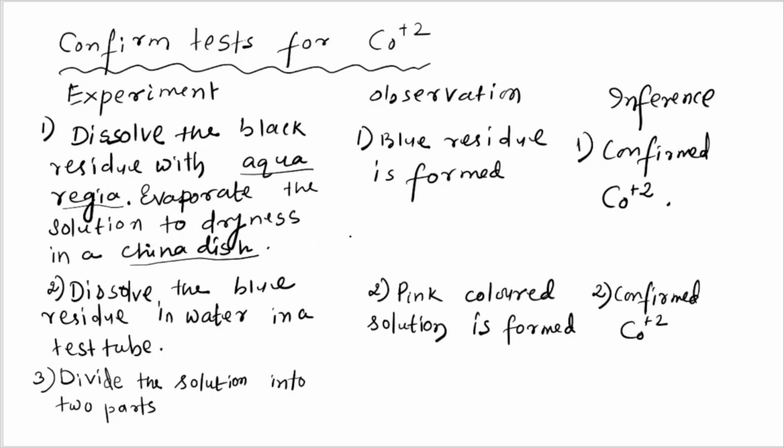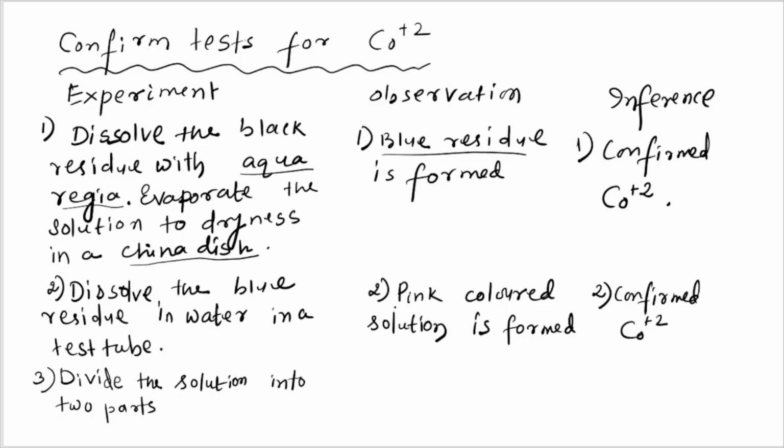And here in a china dish you heat it, and a blue residue forms. Lastly, what is present? Blue residue. Then only you can show, yes, confirmed Co+2. That means you dissolve the black precipitate in aqua regia, then heat it, and dissolve the residue in water. What residue? Blue residue in water. Then what happened?